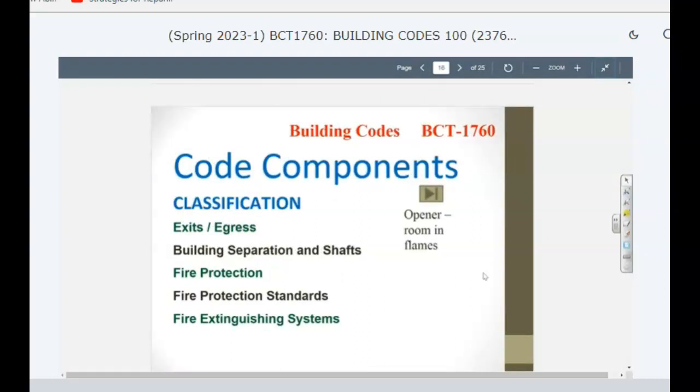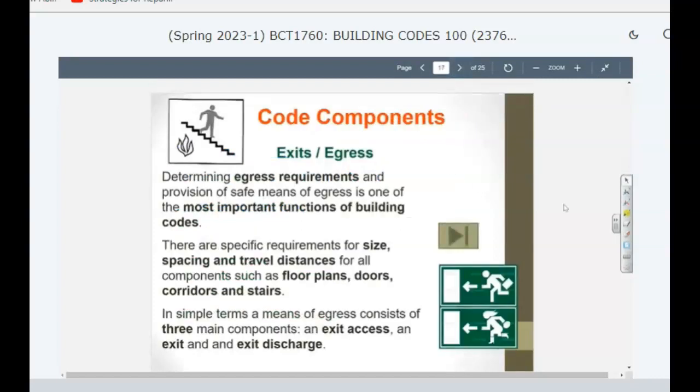There are also more code components that you often run across, which are the definition of exits and egress, building separation and shafts, fire protection standards, and fire extinguishing systems. What is egress? Egress is escape.